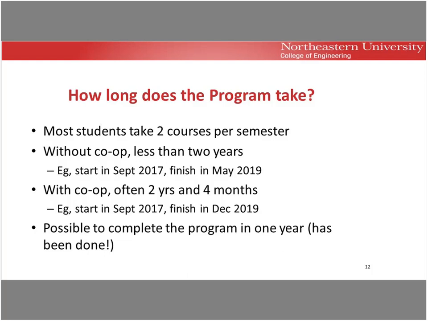Now, if you go on a co-op, and a co-op may be during the fall or the spring semester, then it's quite possible that it'll take you a little bit longer to complete your degree. So if you start in September 2017, for example, you may finish in December 2019. But that's not a hard number, because sometimes students take courses while they're on co-op or during the summer, or they may take more than 2 courses in an academic semester, so they could possibly finish earlier. It's even possible to complete the whole program in 1 year, and that has been accomplished. One of our graduates completed the whole program in 2 academic semesters.